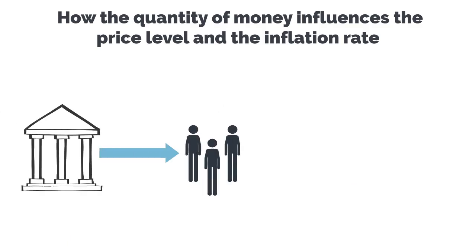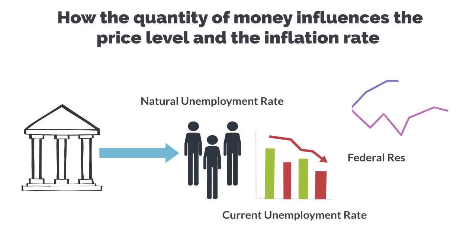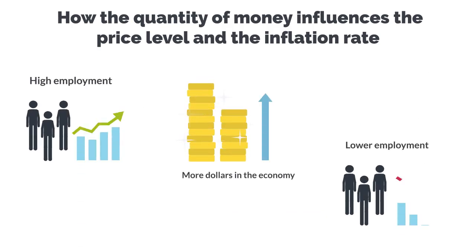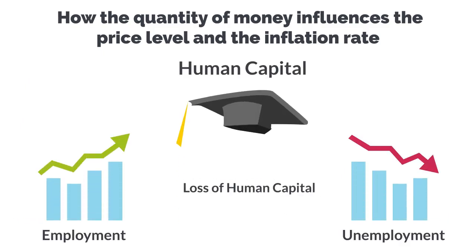The Federal Reserve monetary policy goal of maximum employment means keeping the unemployment rate close to the natural unemployment rate. High employment means more dollars in the economy. Lower employment means less. The most direct problem with unemployment is that it results in a loss of human capital.